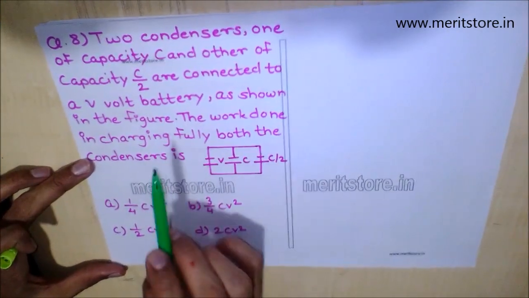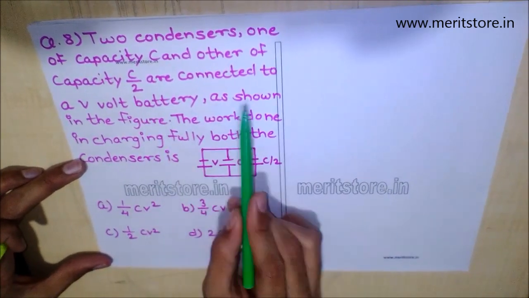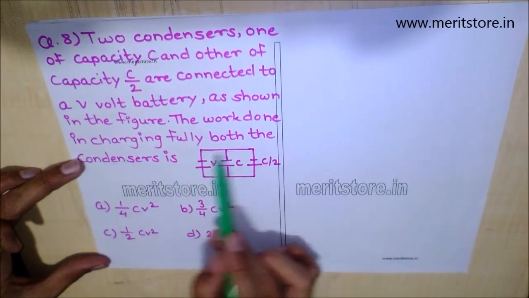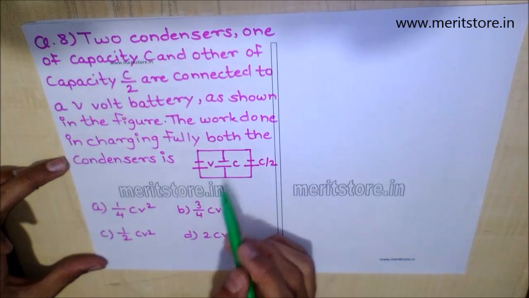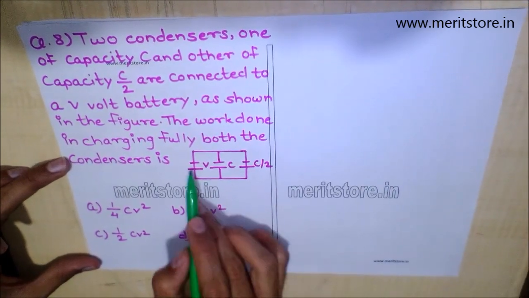Question number 8. Two condensers, one of capacity C and other of capacity C by 2, are connected to a voltage battery as shown in the figure. The work done in charging fully both of the condensers is. So we have two capacitors, one is C, one is C by 2. They are connected in parallel to a voltage.